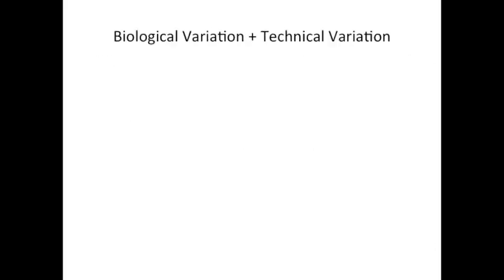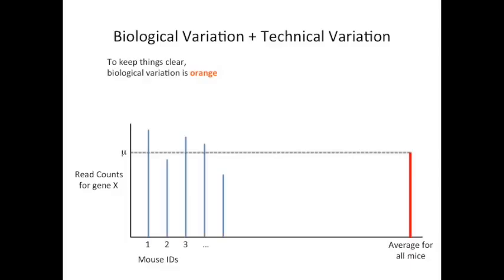Now let's consider what happens if we have both biological variation and technical variation. To keep things clear, we're going to label the biological variation with an orange color. Here we have orange lines indicating the difference between the read counts and the average. We're also going to label the technical variation with a green color.